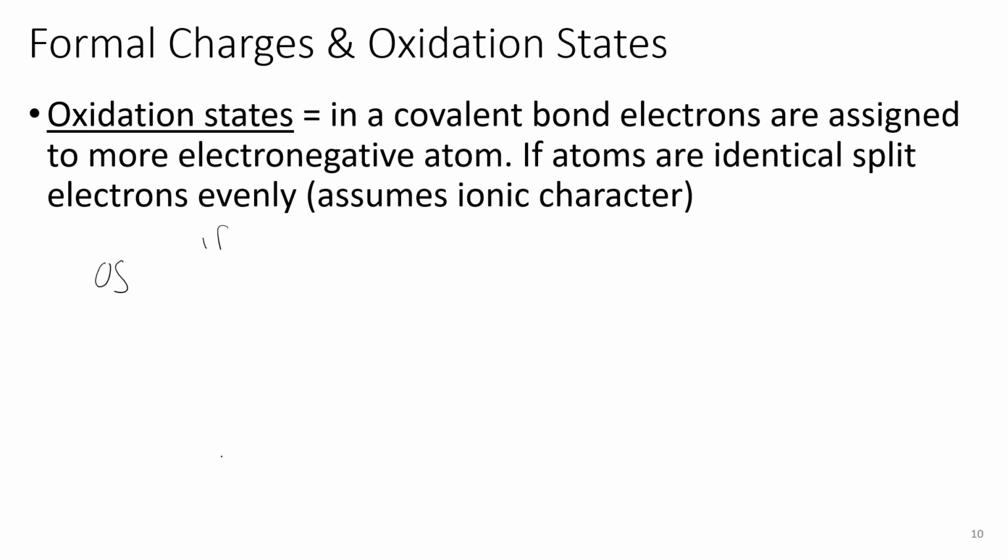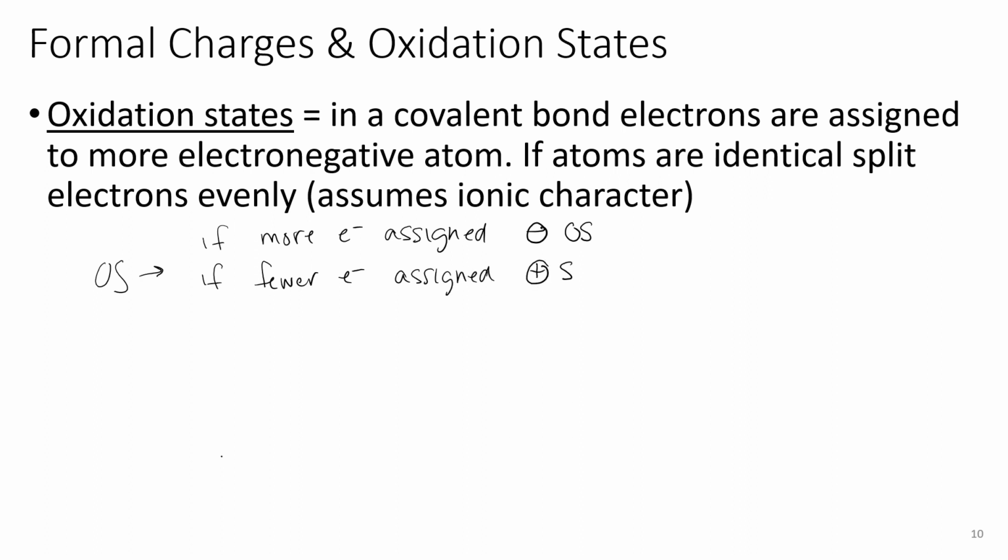So if we have more electrons assigned in our molecule than what it would have straight from our periodic table, we have a negative oxidation state. So if we have 2 extra electrons assigned, we would say we have an oxidation state of -2. If we have 3 extra electrons assigned, we would have a -3 oxidation state. If we have fewer electrons assigned in the molecule, we have a positive oxidation state. And again, it's going to be based off of how many. If we have 3 fewer, it will be +3. If we have 1 fewer, it would be +1.